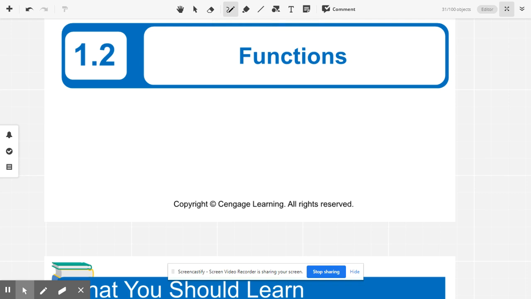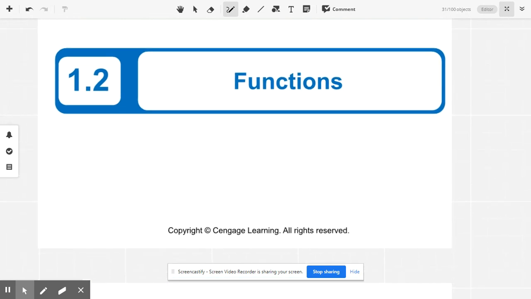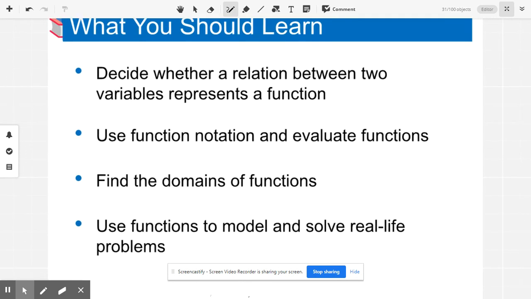All right, guys, we are going into section 1.2. We're going to spend our time today looking at functions, as you can see there. More specifically, right here: decide whether a relation between two variables represents a function. So yes or no, is it a function or not? Then we're going to look at function notation to use and evaluate functions. Then we're going to spend a little bit of time looking at finding the domain of functions, and then look at some real life type problems with that.